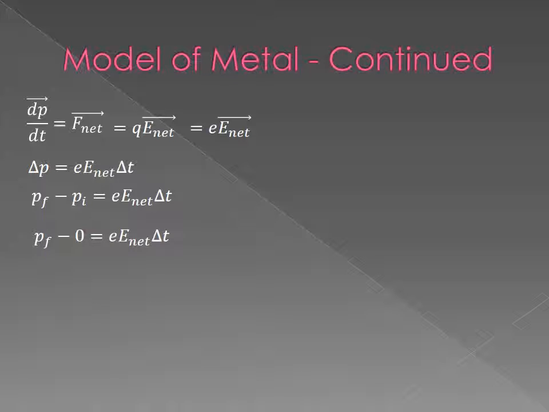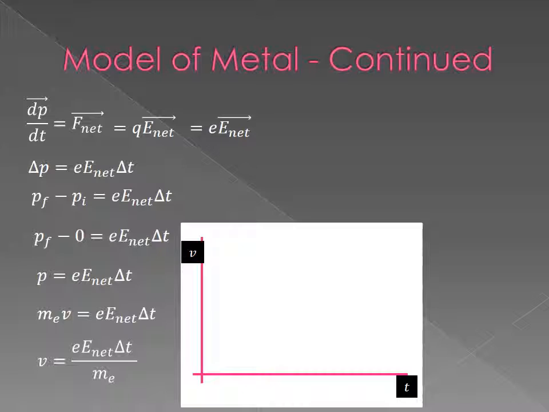What we're going to assume is that the initial momentum of the electron, just when the electric field is being applied, is 0. So this gives us a way of calculating its final momentum. Momentum is equal to the mass of the object times its velocity. If we solve that for velocity, we get that the velocity of this electron is equal to the electron charge times the net electric field times the change in time over which this force is acting, divided by the mass of the electron.